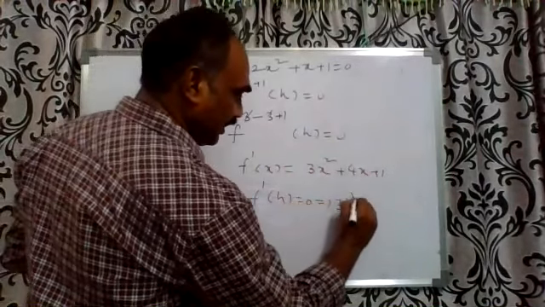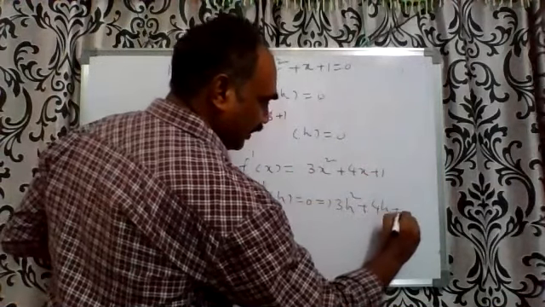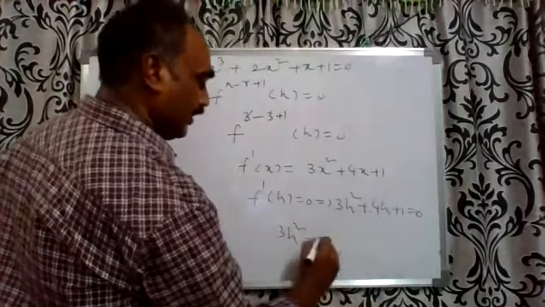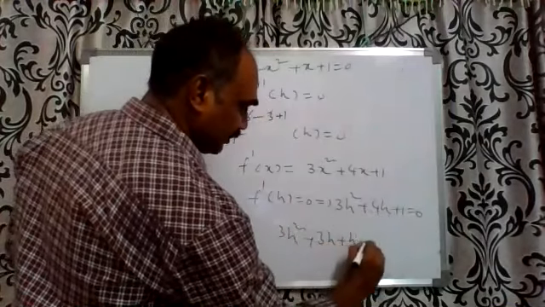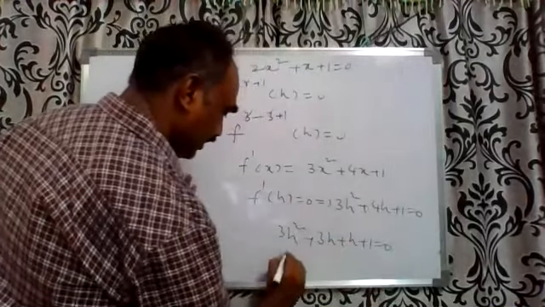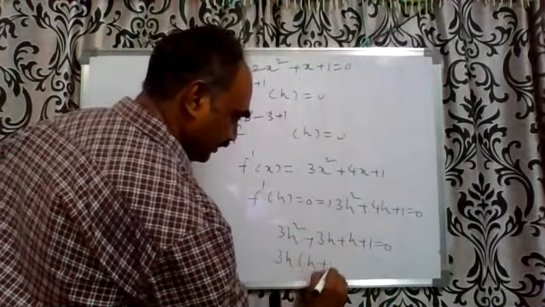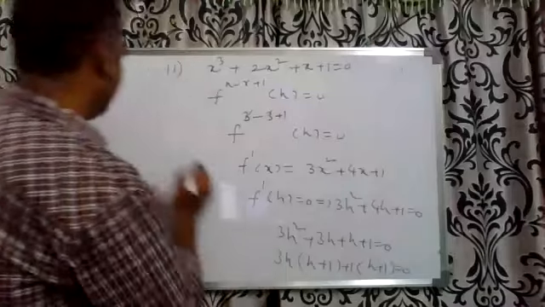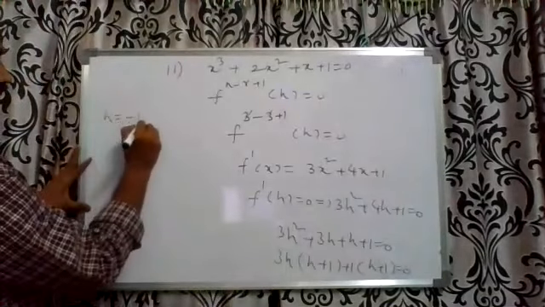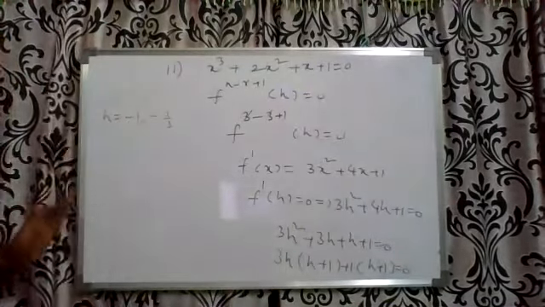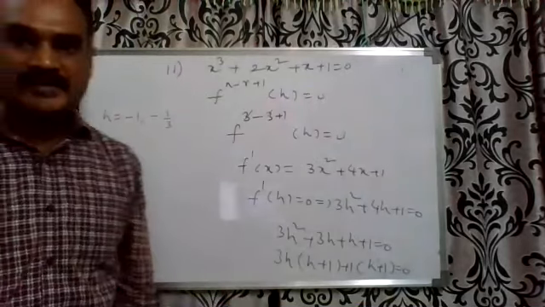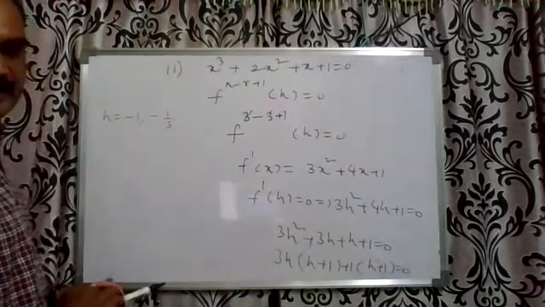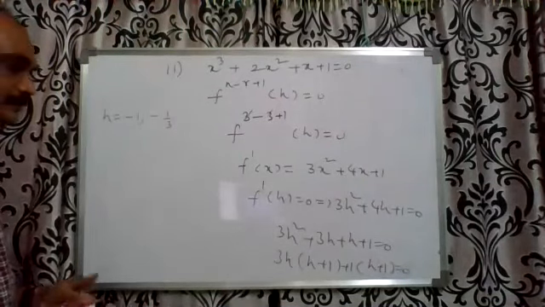This implies 3h square plus 4h plus 1 is equal to 0. So 3h square plus 3h plus h plus 1 is equal to 0. So 3h into h plus 1, plus 1 into h plus 1 is equal to 0. Therefore, h is equal to minus 1, comma, minus 1 by 3. So diminished by minus 1 by 3.